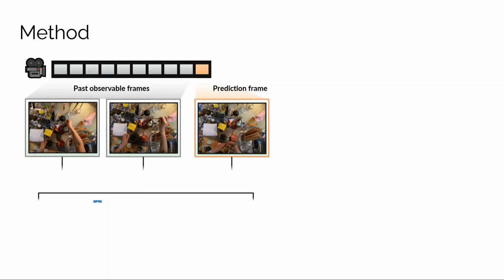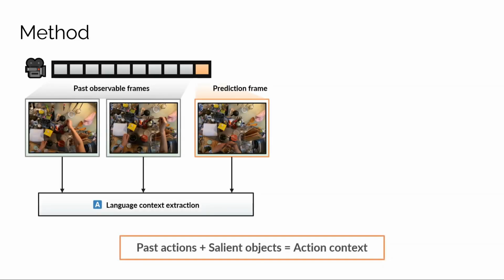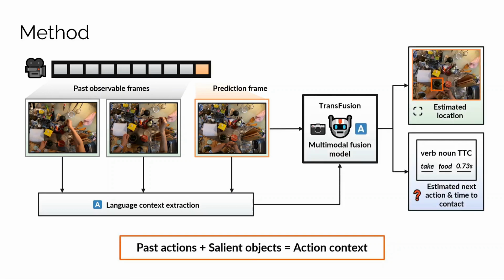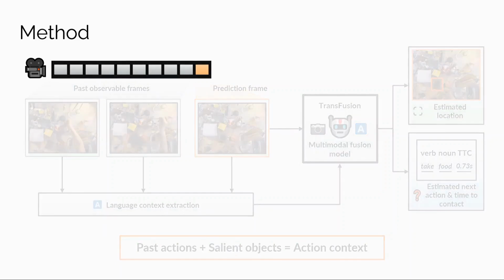We propose to use language descriptions to summarize past actions and salient objects. More specifically, we propose TransFusion, a multimodal fusion model for object interaction anticipation that combines action context descriptions and images. This provides the required temporospatial action context for the prediction task.